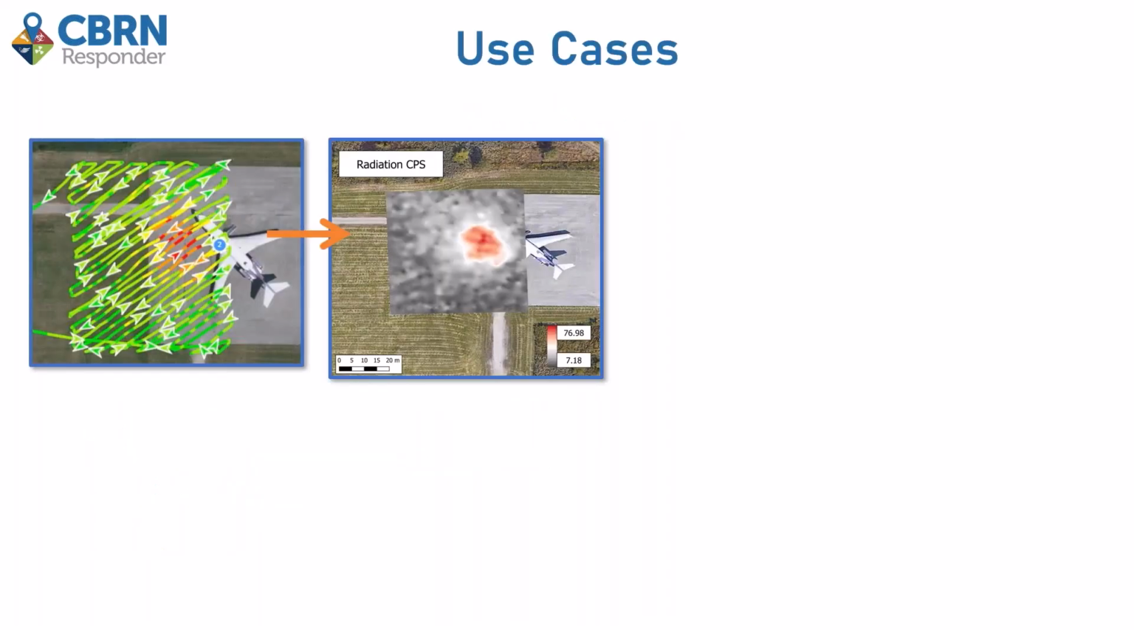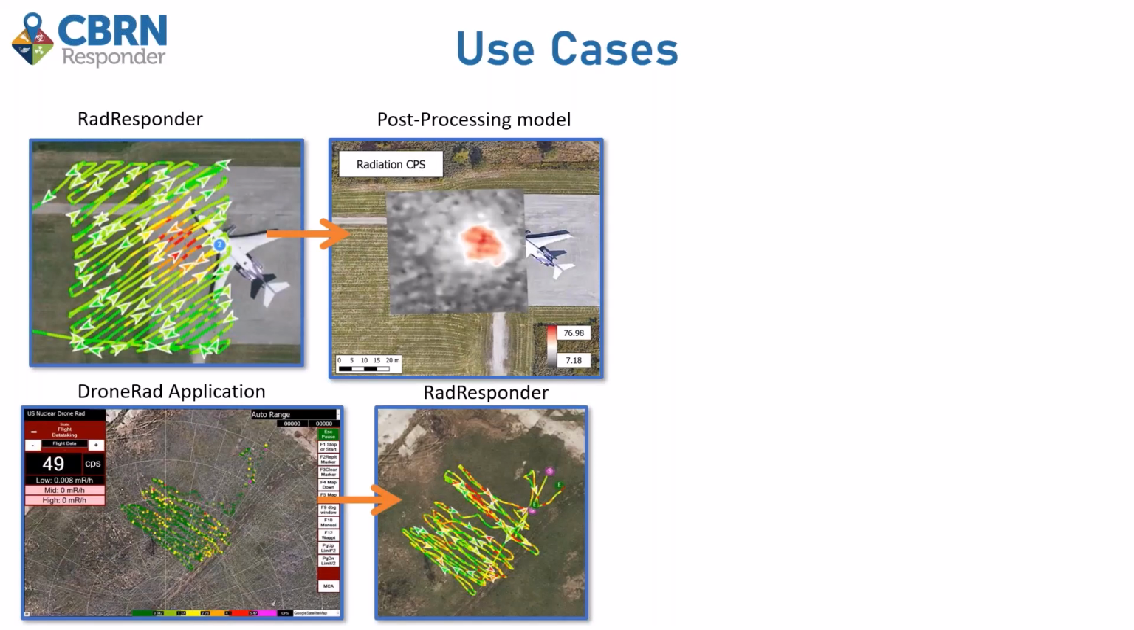So just to show some other images that we were able to get from Ohio and their drones, in the top left image, that's RadResponder. You can see the areas where it's red and orange there. That is a high severity level. And then Ohio was able to take that data, create a post-processing model, and see exactly where that radiation was. Similar on the bottom left, that's again their application that is talking to our API. And then you can see that data in RadResponder.